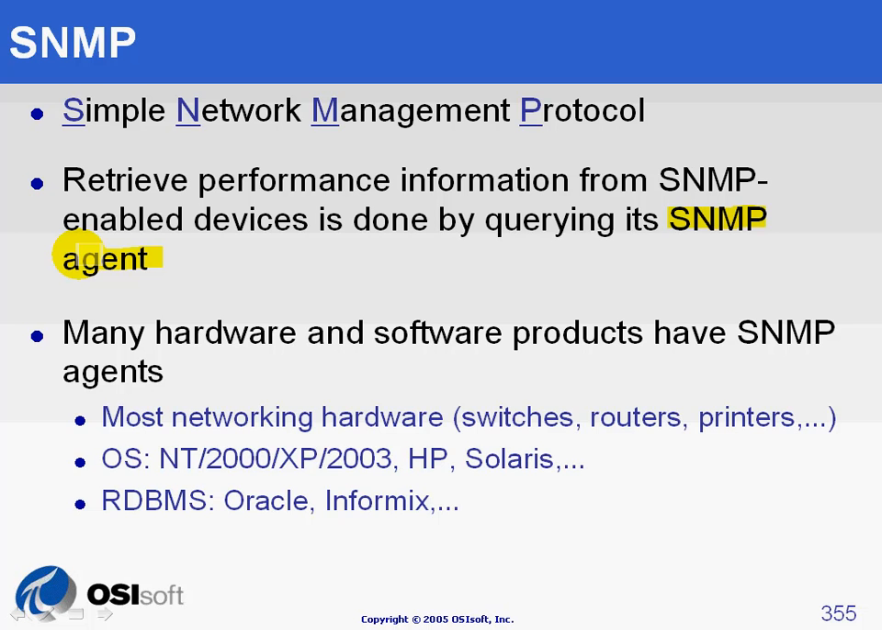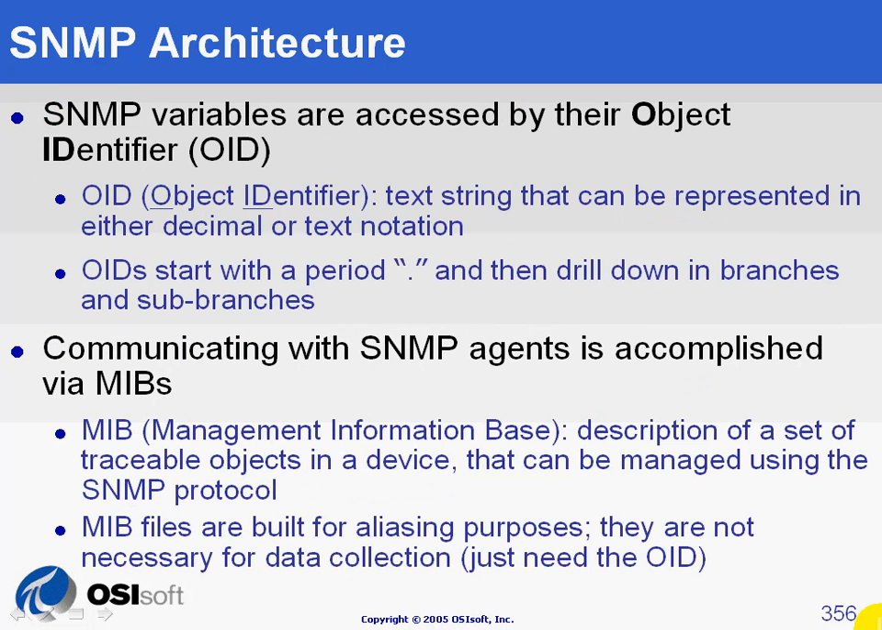Many hardware and software products do have SNMP agents. The most popular ones are probably network switches, routers, printers, firewalls, and so on. Even operating systems such as Windows or RDBMSs such as Oracle, Informix, and more do have SNMP agents on them.